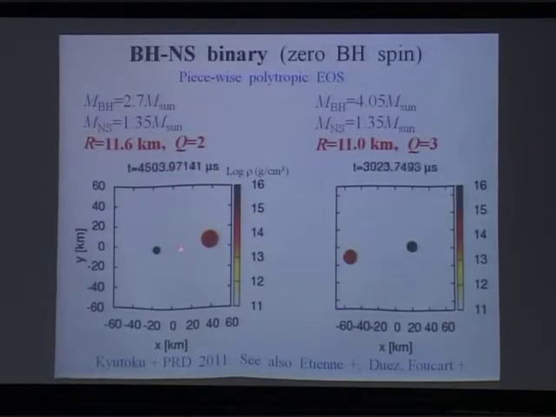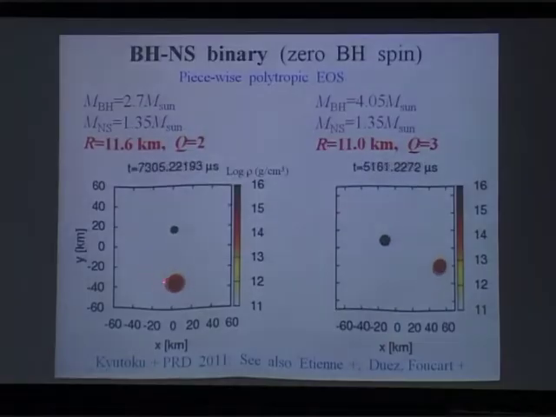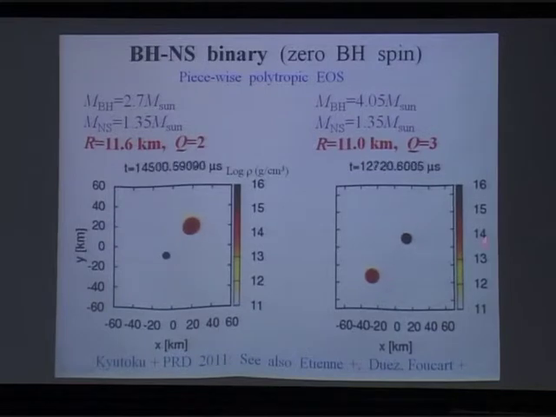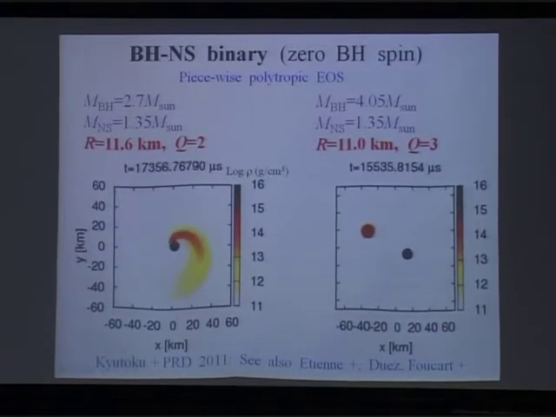For this case, tidal disruption of the neutron star occurs before the neutron star is swallowed by the black hole. But on the other hand, for this case, tidal disruption does not occur in a remarkable manner. So in this case, a disk is formed, but in this case, almost all the matter is swallowed into the black hole. And so I would like to say that if the black hole spin is zero and the mass ratio is larger than 3, it's not easy to have a tidal disruption event.